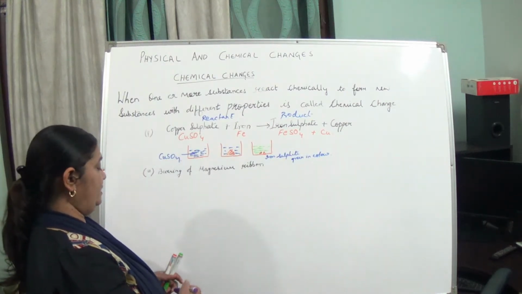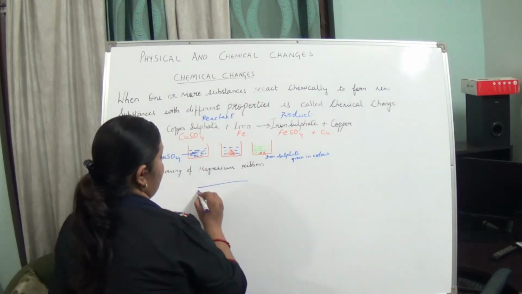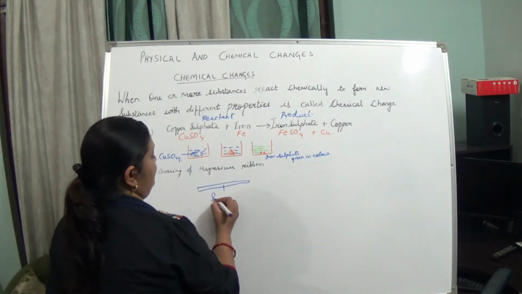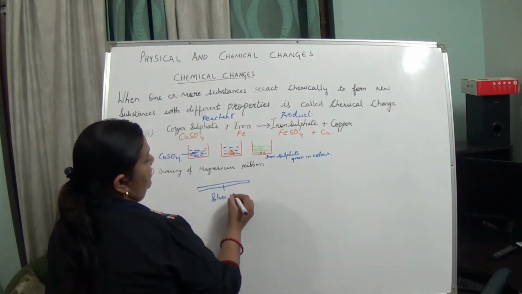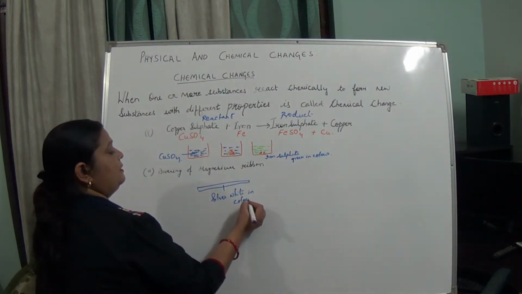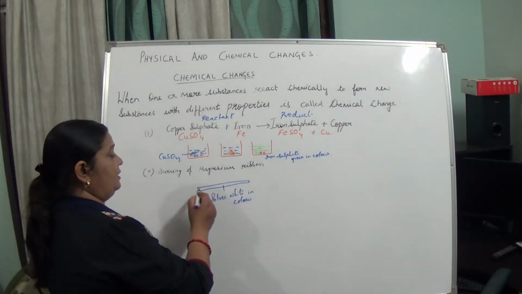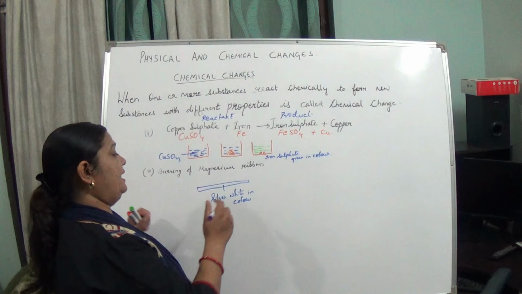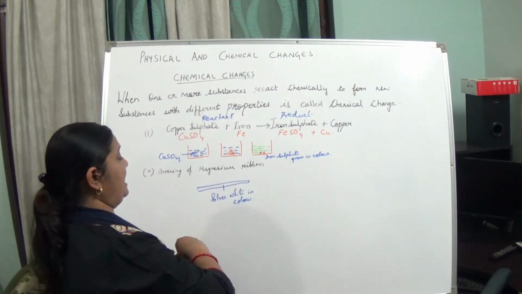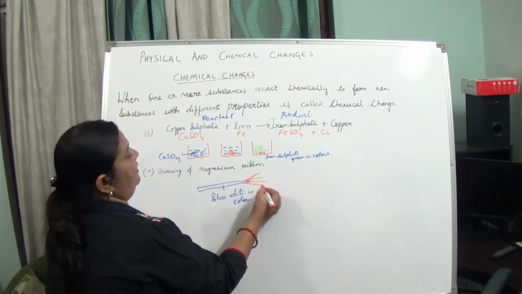Another example I have taken is the burning of magnesium ribbon. This magnesium ribbon is a thin ribbon of magnesium, which is silver white in color. Now, you have to burn this. This is also a chemical change. First you will rub it with sand and then you burn it. When we burn it, we get a dazzling flame. It will burn with a dazzling flame.